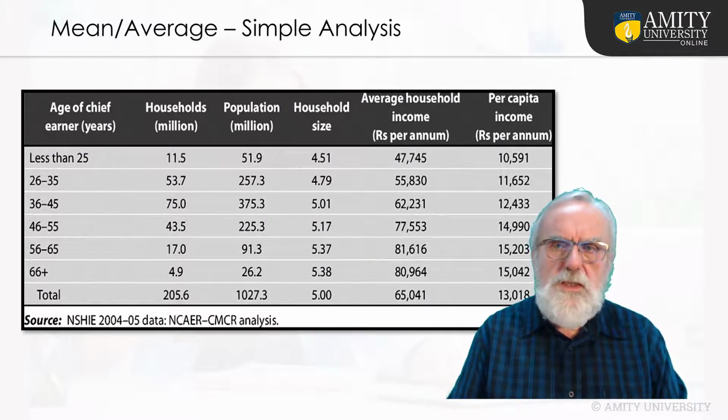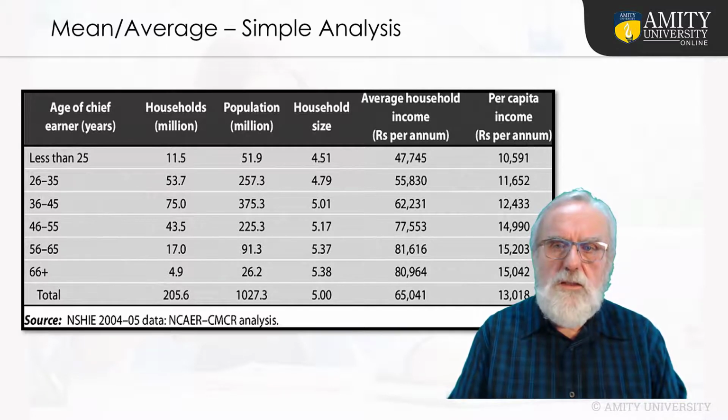We can analyze information such as what's presented in this table. This table is a table of group data. It's grouped by the age of chief earner or chief income earner in years. On the left-hand side, we go from less than 25 in groups of roughly 10 years all the way up to 66 plus. For each group, we have the total number of households in millions and the total population in millions.